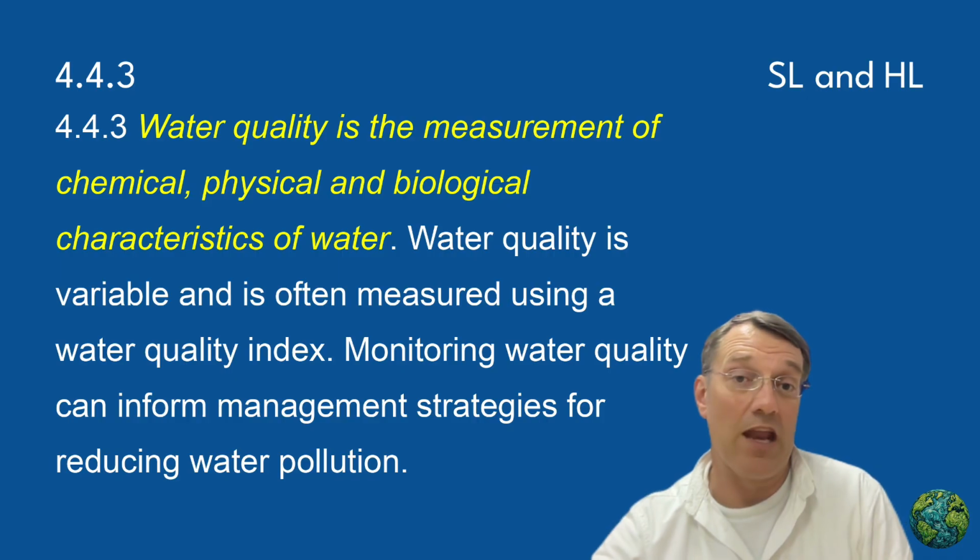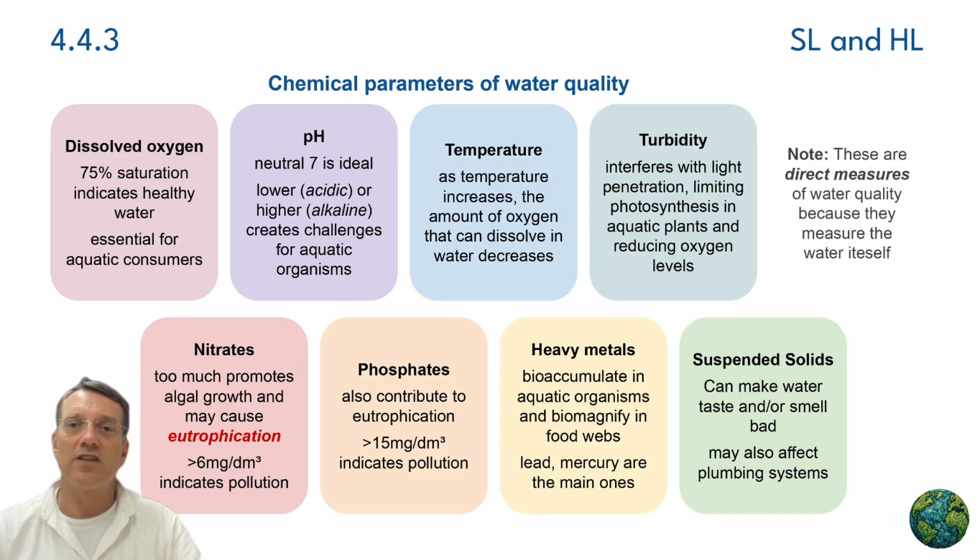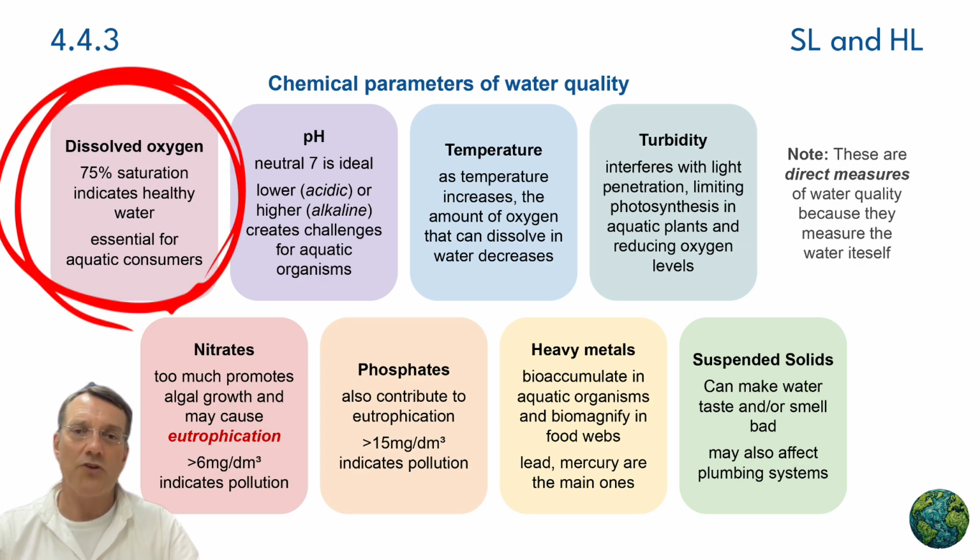Without measurement, we can't know if our cleanup efforts are working or if the conditions are getting worse. Let's look at the chemical parameters we measure. Starting in the top left, dissolved oxygen is perhaps the most critical. Healthy water should have about 75% oxygen saturation. That means 75% of the maximum amount of oxygen that could dissolve at that temperature.